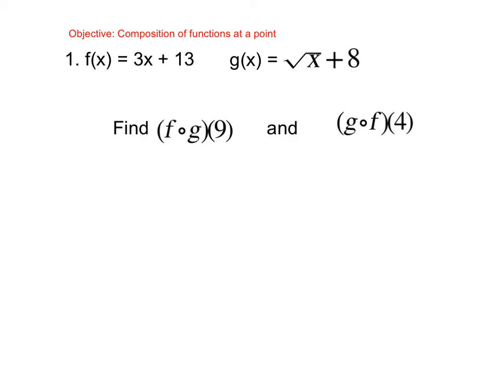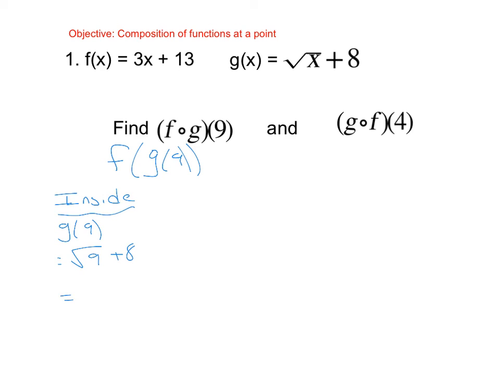Okay, so F of G of 9, we always use F, the word of. So F of G of. So what I typically do is I'm going to start with my inside. Right? So over here, I'm going to write inside. So my inside is G of 9. So G of 9 is the square root of 9 plus 8. So that gives me 3 plus 8, which is 11.